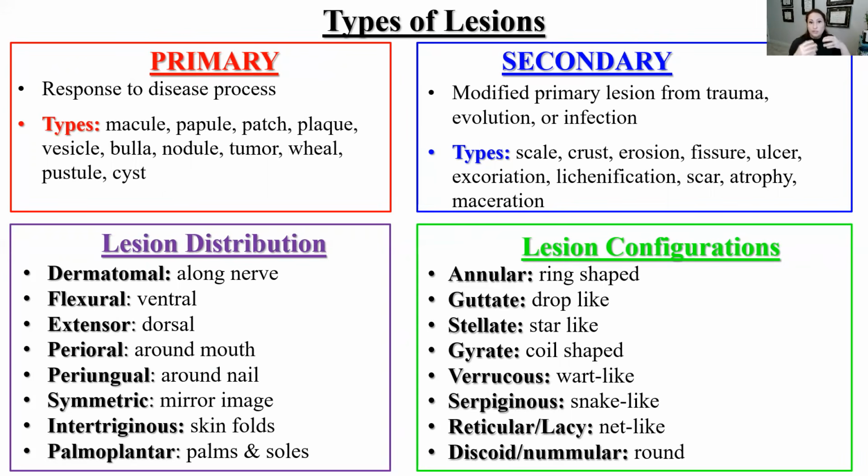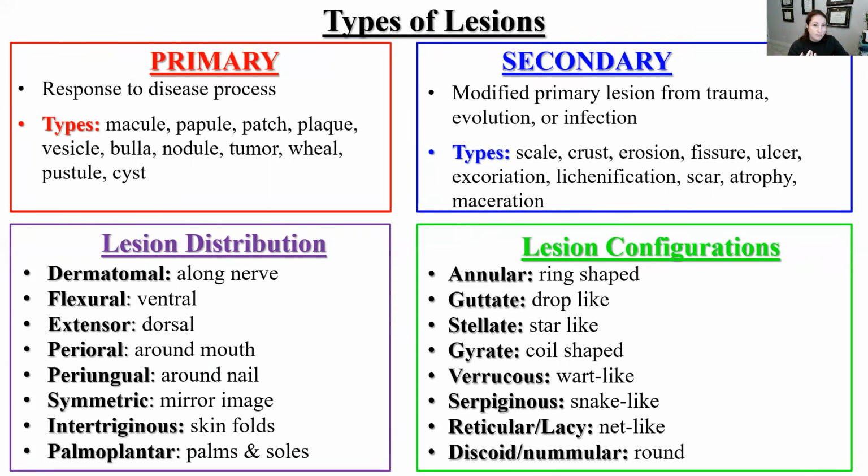Symmetrical, we see a mirror image, something like plaque psoriasis. Intertriginous is the skin folds, which tend to be moist, and so you see more fungal infections in these areas. Palmoplantar is going to be the palms and the soles, something that we would see maybe on hand, foot, and mouth disease. The configurations help us to describe the lesion in general.